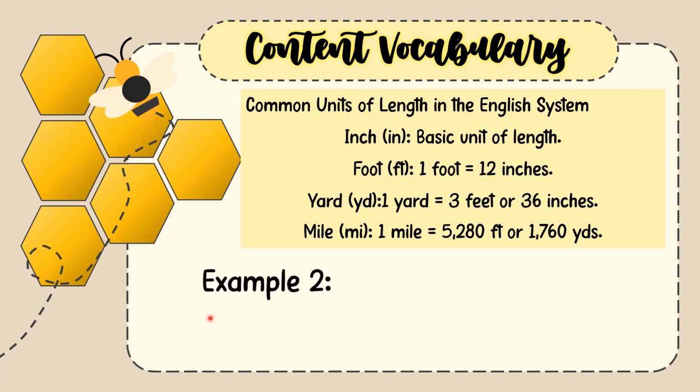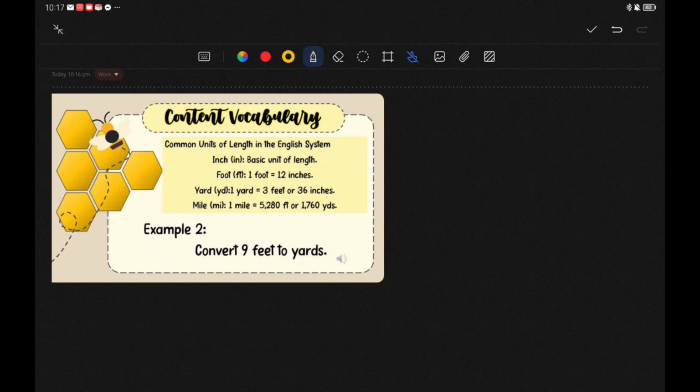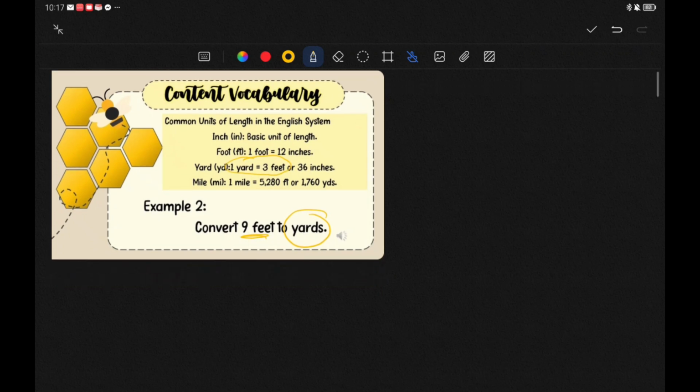For example number 2, we have here, convert 9 feet to yards. For example number 2, we are going to convert 9 feet to yards. Now, we can use this one. 1 yard is equal to 3 feet. So, that is our conversion factor. 1 yard is equal to 3 feet.